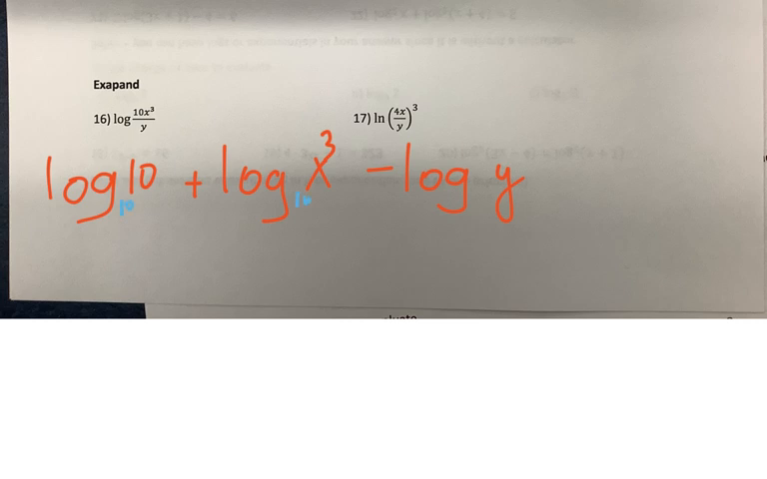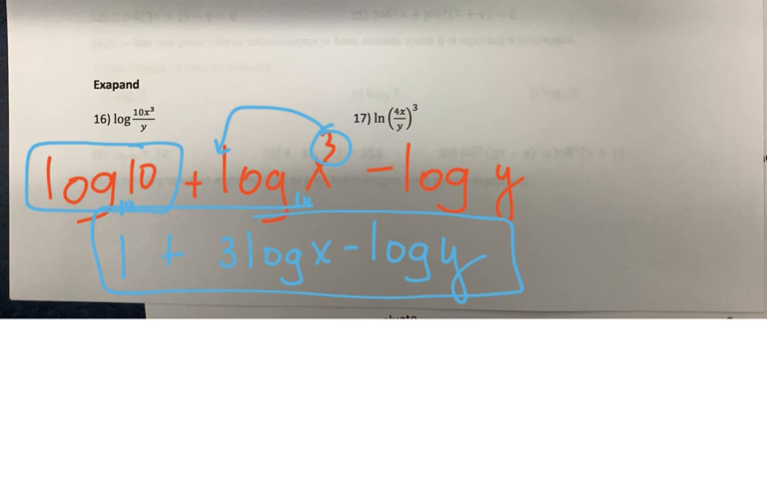So this coefficient comes down, or the exponent comes down as a coefficient, so it's 3 log x. And this one here can actually be simplified because 10 to the what power is 10, and that's 1. And so that is one that could be simplified. All right, so that's expanded.